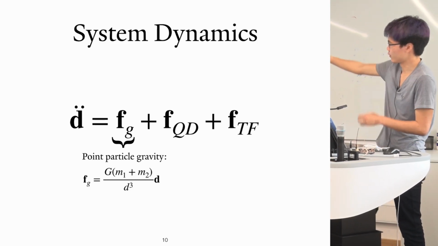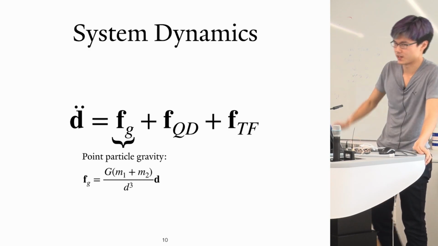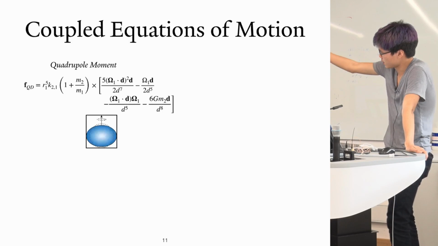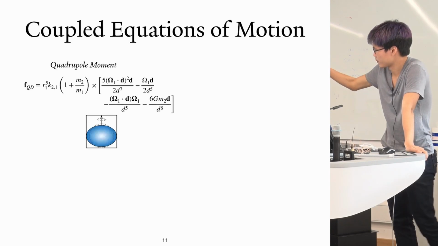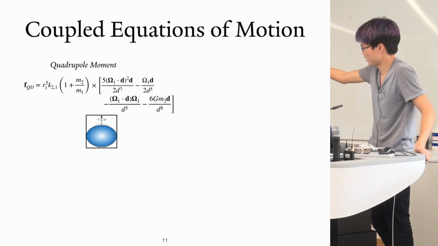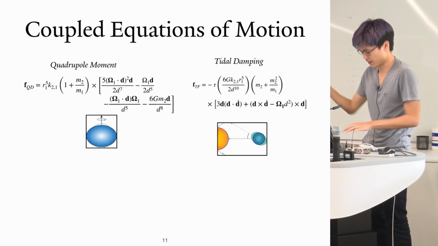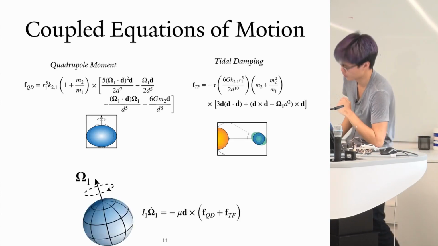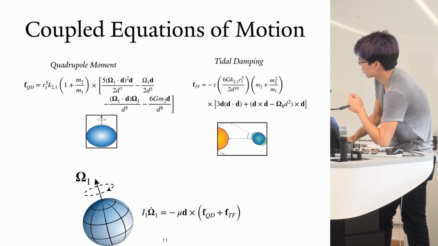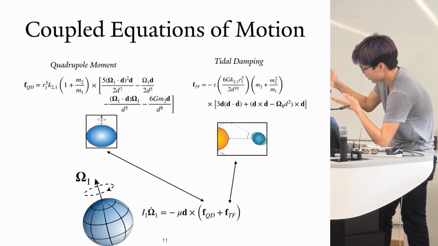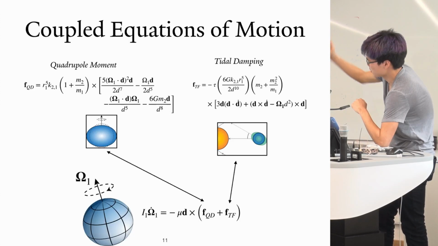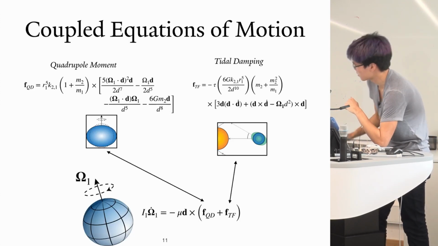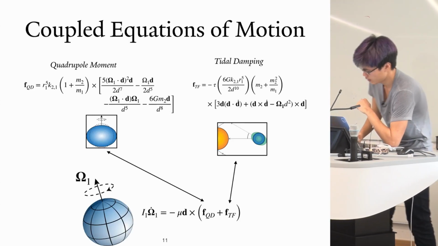I'll give expressions for these 2 forces in the next slide here. This is the quadrupole force, the tidal force here, and the differential equation describing the evolution of the spin vector. I would like to draw attention to the fact that these are now coupled. The dynamics of the system, the magnitudes of the quadrupole moment and tidal damping forces, depend on the spin vector, and also vice versa.